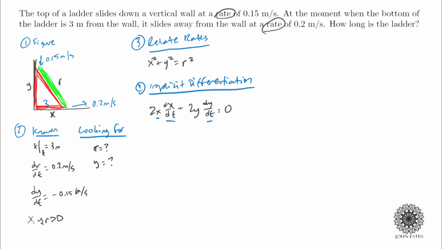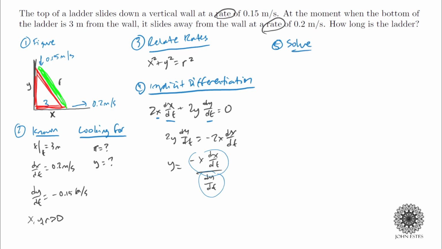Okay, so I like to do this algebraically first and then plug in everything I know. So I know 2y dy/dt equals a negative 2x dx/dt. So now I can divide both sides by 2 dy/dt and end up with y equals negative x dx/dt divided by dy/dt. Okay, and at this point I know everything, right? I know all these values here. Okay, and so part 5 is to solve.